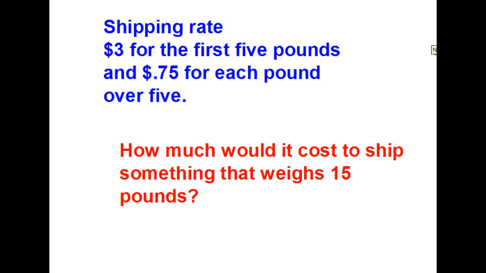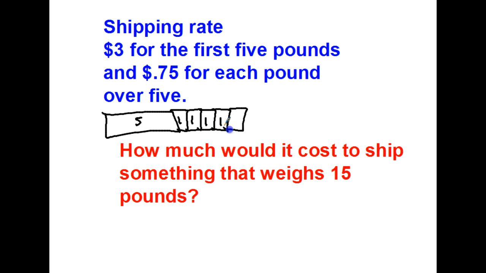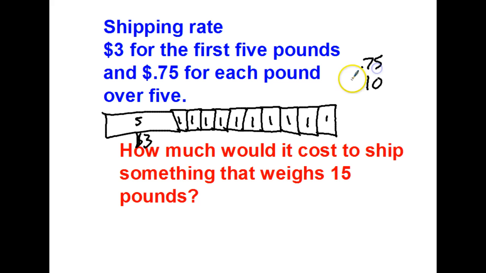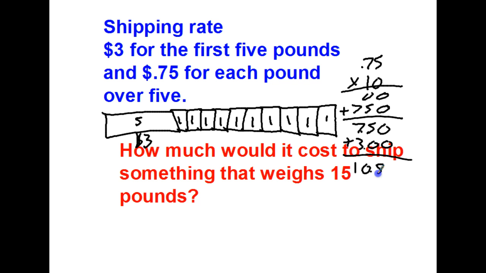Try one more out. This time we're shipping something that weighs 15 pounds. Remember, I'm paying for the first 5 pounds, and I'm going to have 1, 2, 3, 4, 5, 6, 7, 8, 9, 10 more pounds. This costs $3. This time I know I got 10 of them at 75 cents each. Add them up. $7.50 for the last 10 pounds. $3 for the first 5 pounds. Which would give me a total of $10.50.